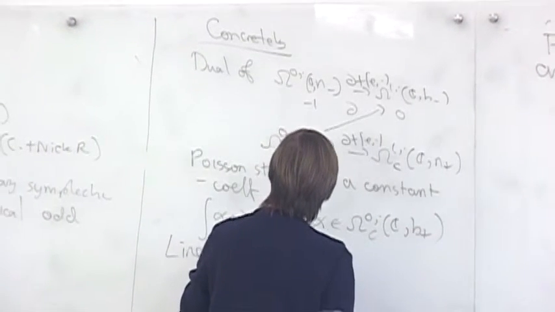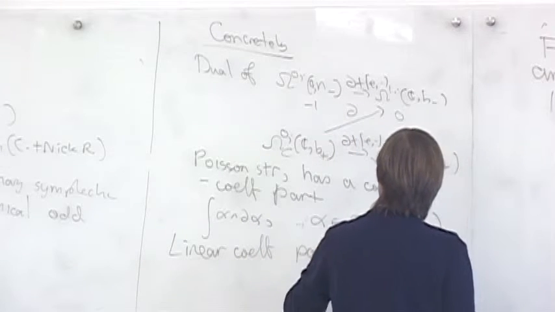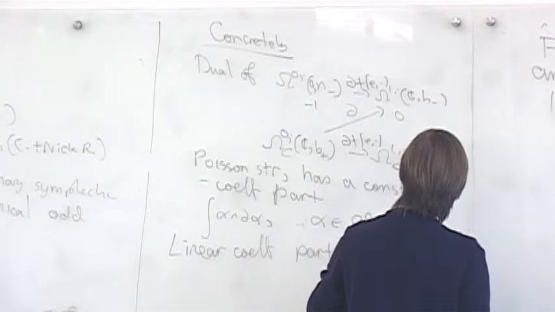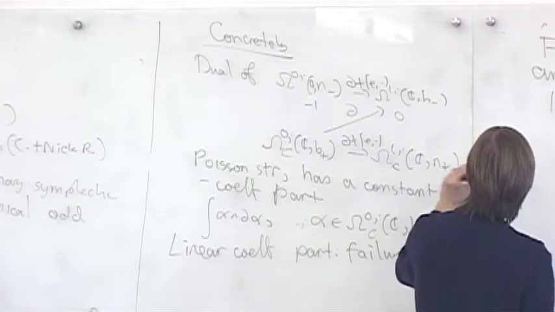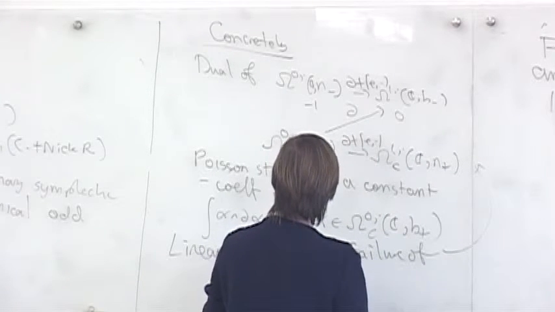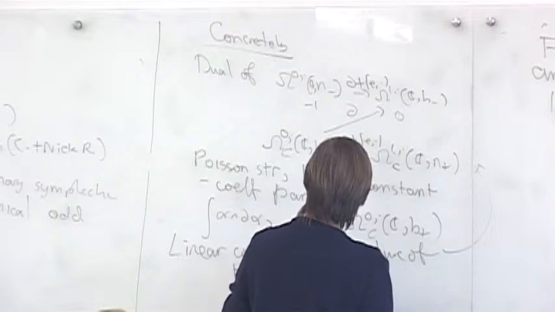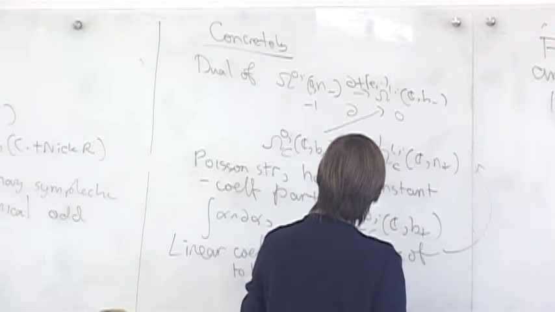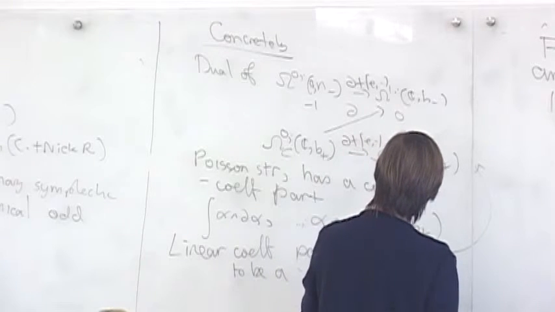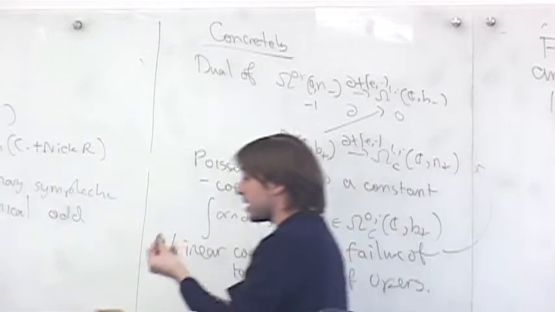This is kind of a beautiful story. Basically, it's the failure of this thing to be a direct sum, to be kind of the cotangent bundle of opers. Sorry, I don't have time to explain this point, but the story is very similar to the Lie algebra story.